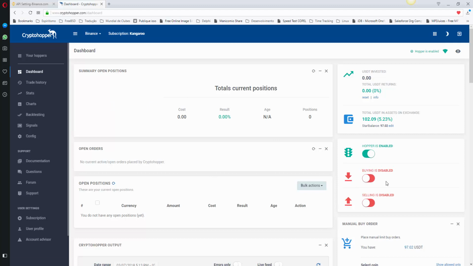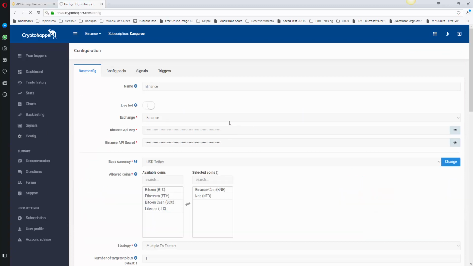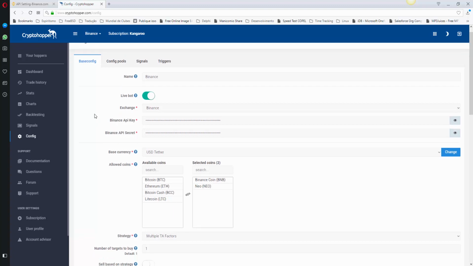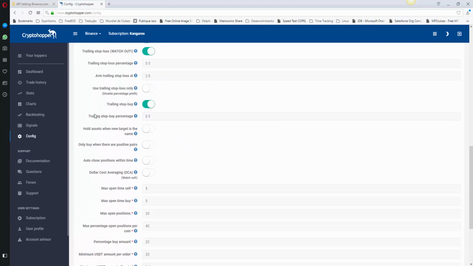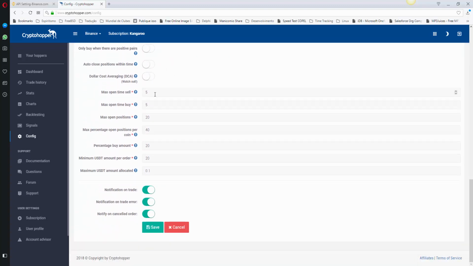Here's my dashboard. I left my buying and selling disabled for now. So let's go to the base configuration. And I have already placed my API keys here, so the hopper is ready to run now. And I forgot to talk about these 2 options here, max open time sell, max open time buy. The default is 5, and I used to change that, but I will explain the meaning first.